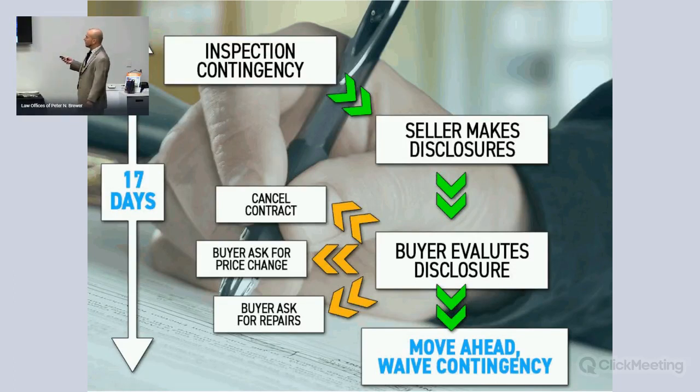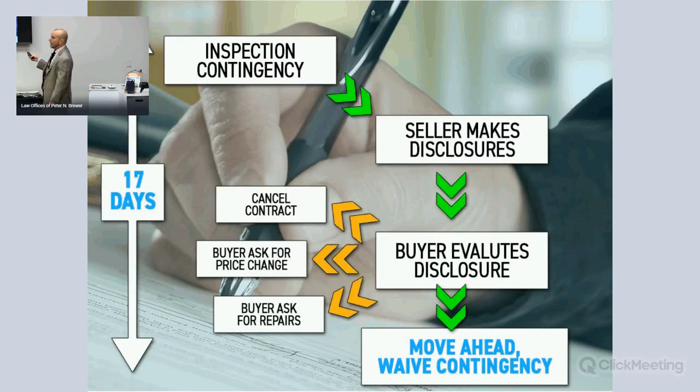Just to give an idea of a rough outline of how the disclosure process works, right here you see we have a 17-day timeline. That's the default timeline in the CAR form agreement. And so generally the way this plays out is the buyer has an inspection contingency. Its relationship to the disclosures is such that it's going to allow for the buyer to receive disclosures from the seller, to evaluate the purchase, and also to conduct his or her own inspections, either independently or based on what's contained in those disclosures prior to waiving that contingency. So seller makes disclosures, buyer evaluates the disclosures, and then the buyer has some options. Once the buyer sees what's in the disclosures, the buyer can cancel the contract by exercising the inspection contingency.